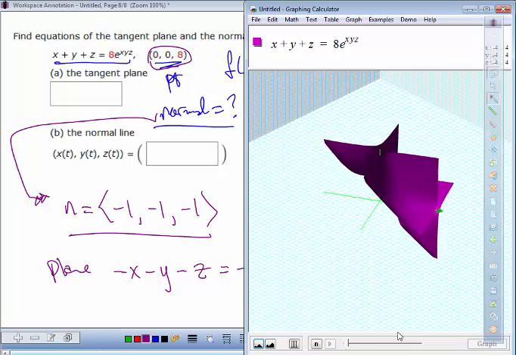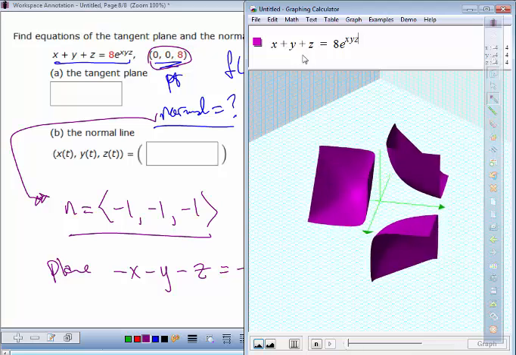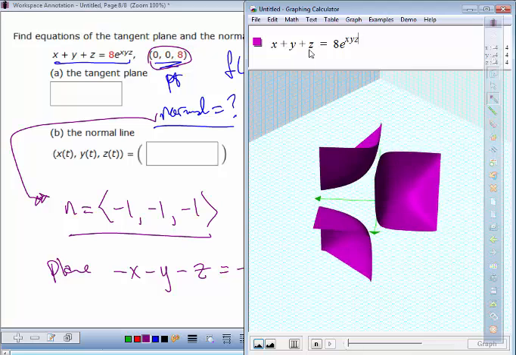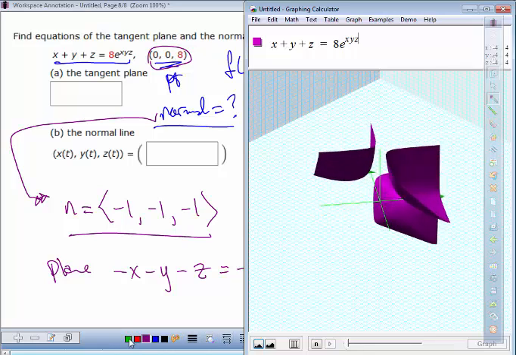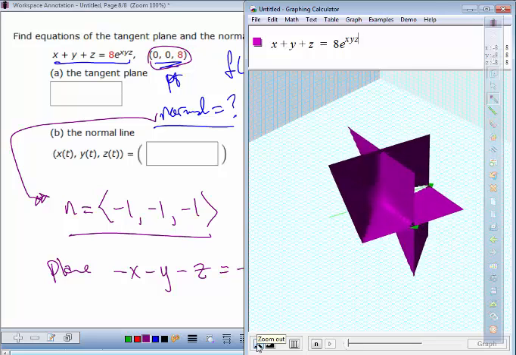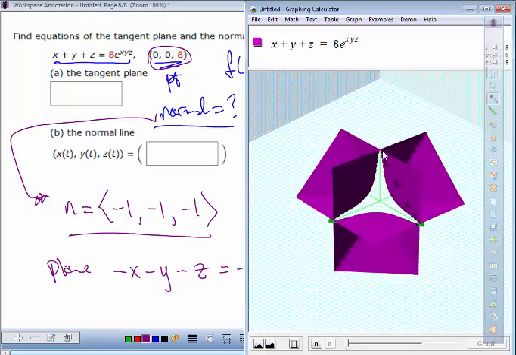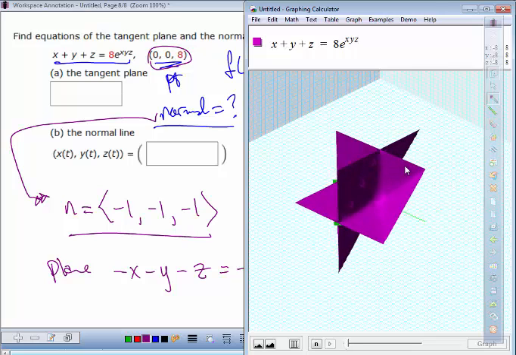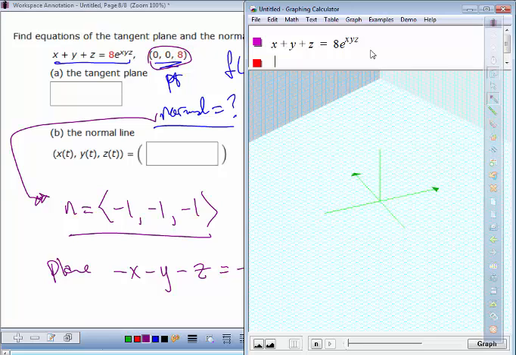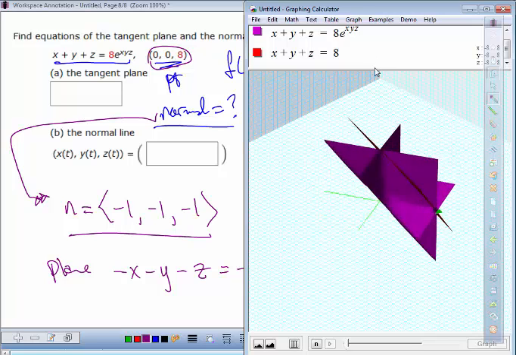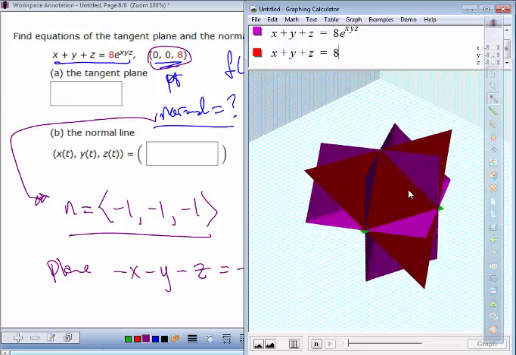0, 0, 8. I need to do a little bit more. Zoom. There it goes. It looks like it's going to be right up there. That looks weird. Anyways, let's draw that surface. That's the plane. So it's all negative, so I'm just going to put x plus y plus z is equal to 8. It's supposed to be tangent right there somehow.